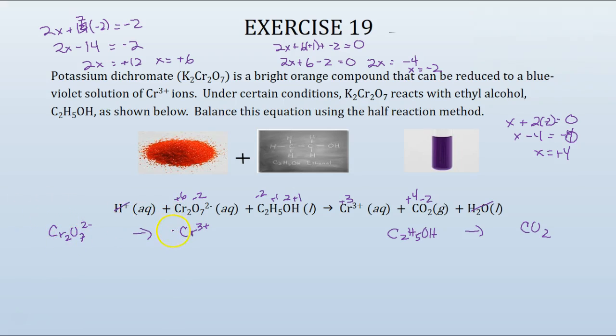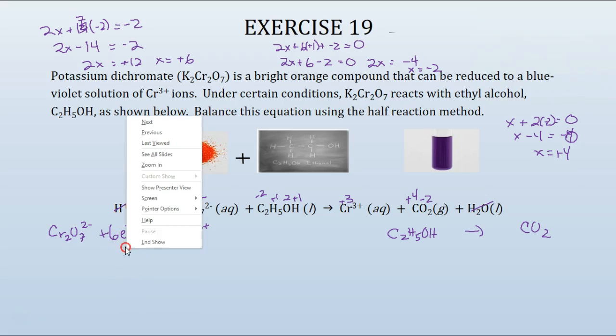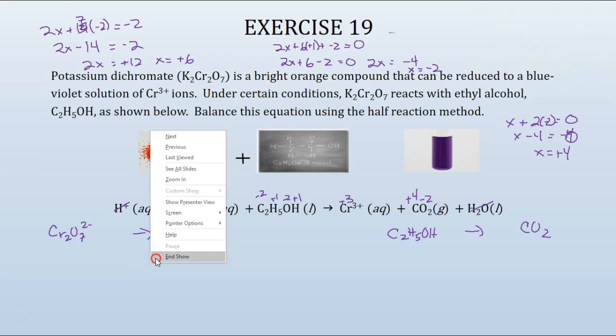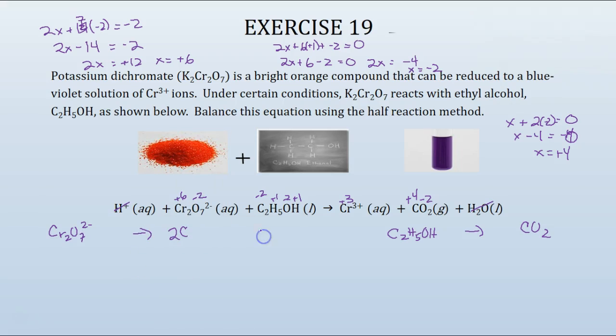We see we have 2 chromiums, so we have to put a 2 right there. That means that this chromium has a 6 plus charge, and this chromium has a 3 plus. Each are gaining 3 electrons. There are 2 of them, so they're gaining 6 electrons. So this side has 6 more electrons than this. So I put 6 electrons right there. Okay? Now, I'm sorry. I did that so backwards. I shouldn't be worried about the electrons just yet. So let me try that again. Forget that I said that. So let's go. We've got chromiums.